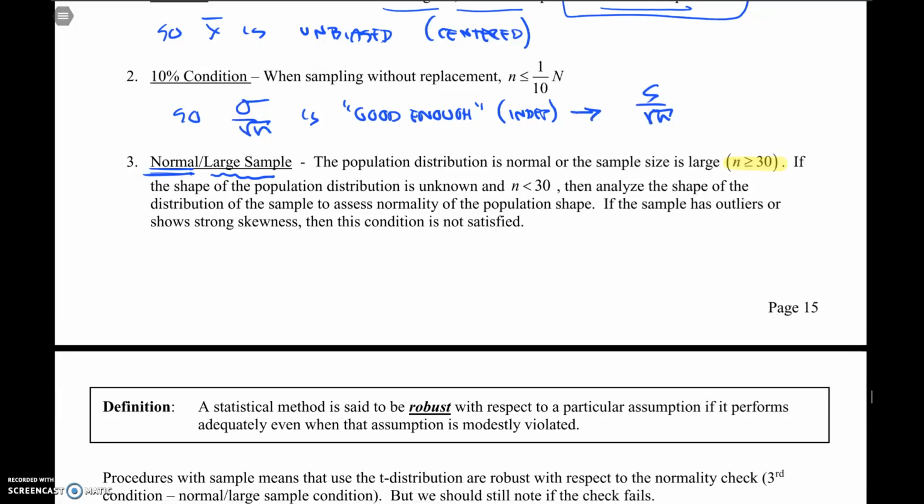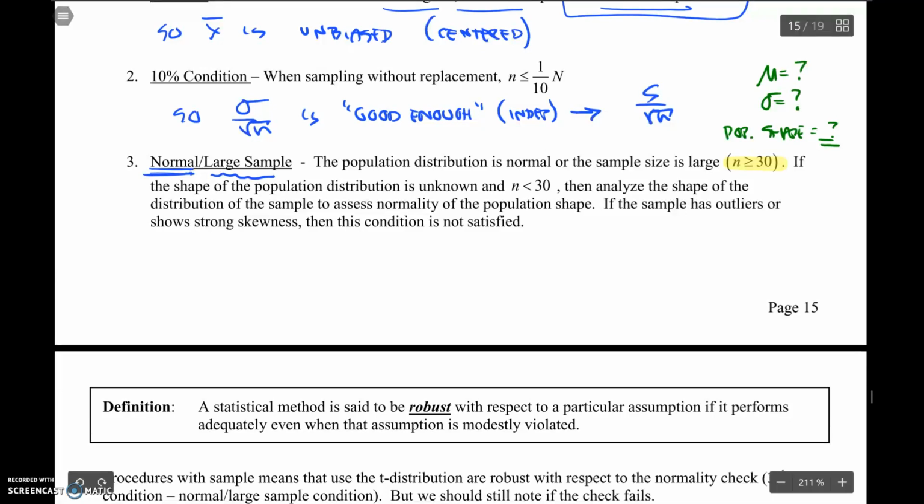I mean, it's okay. But here's the thing. The population mean is unknown. Population standard deviation is unknown. The population shape is also going to be unknown. I mean, how often do we know the population shape? Never. So here's what we do.